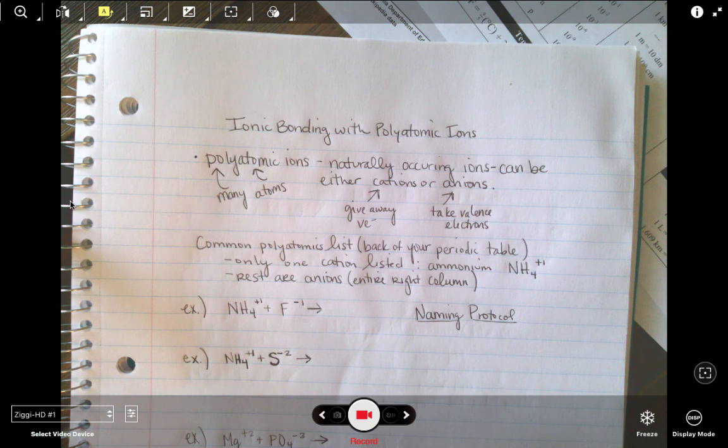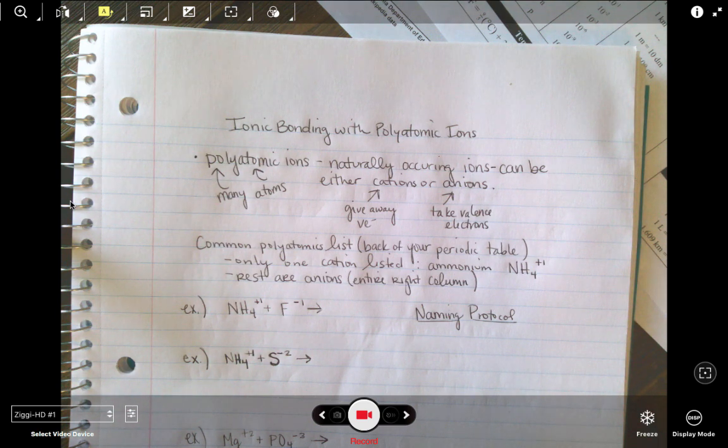And remember that a cation gives away valence electrons in order to bond, and an anion takes those valence electrons in order to bond. And the purpose of the giving and taking is to complete the octet rule and become stable in the valence shell.